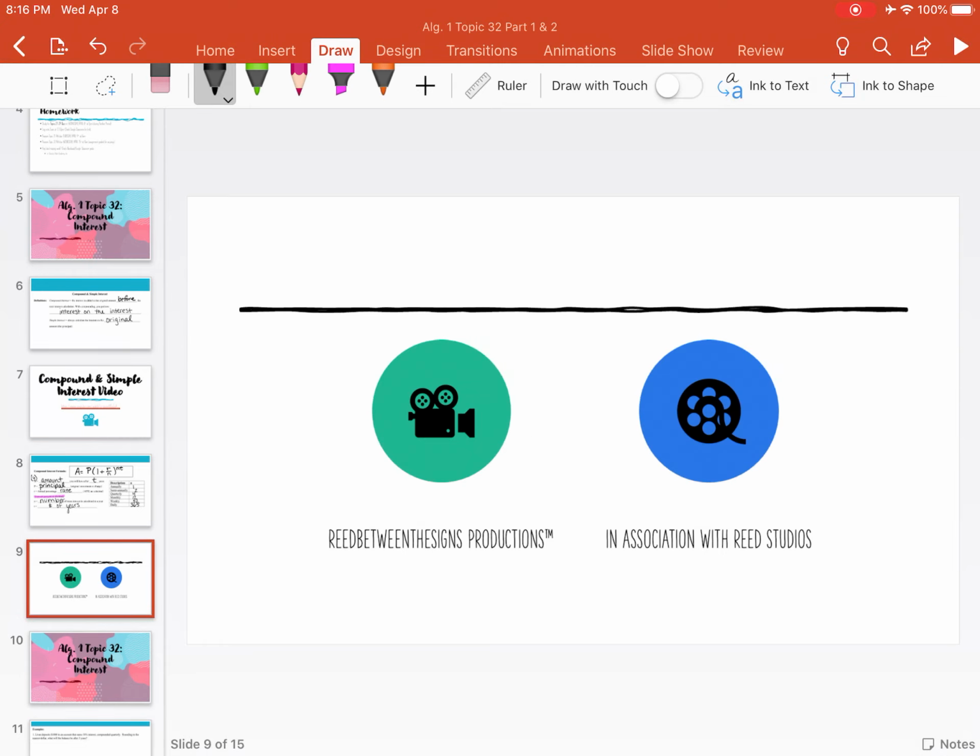So that was part 1, where again, we just identified what those definitions were, as well as the formula and what those variables stand for. In part 2, we're going to practice some actual examples and plugging into our formula.